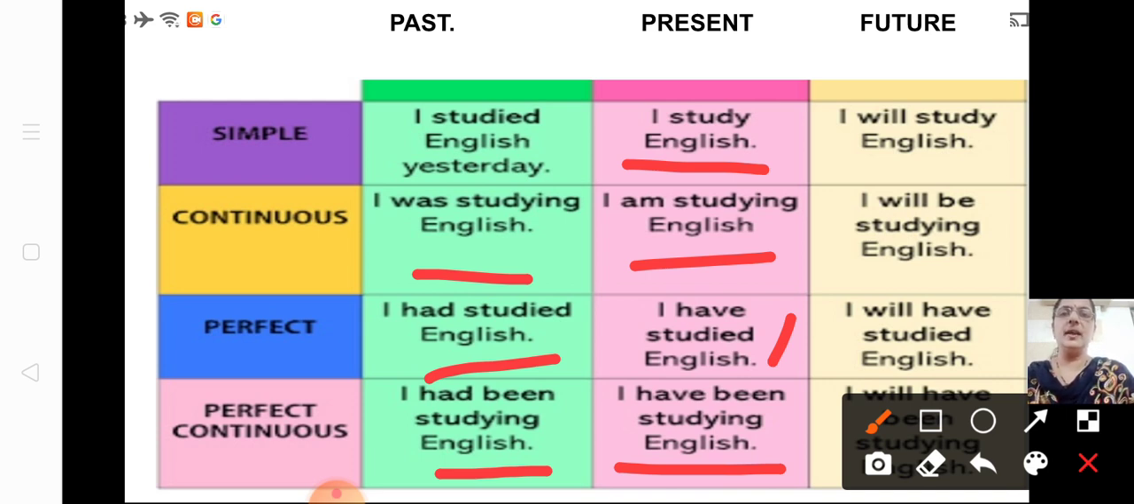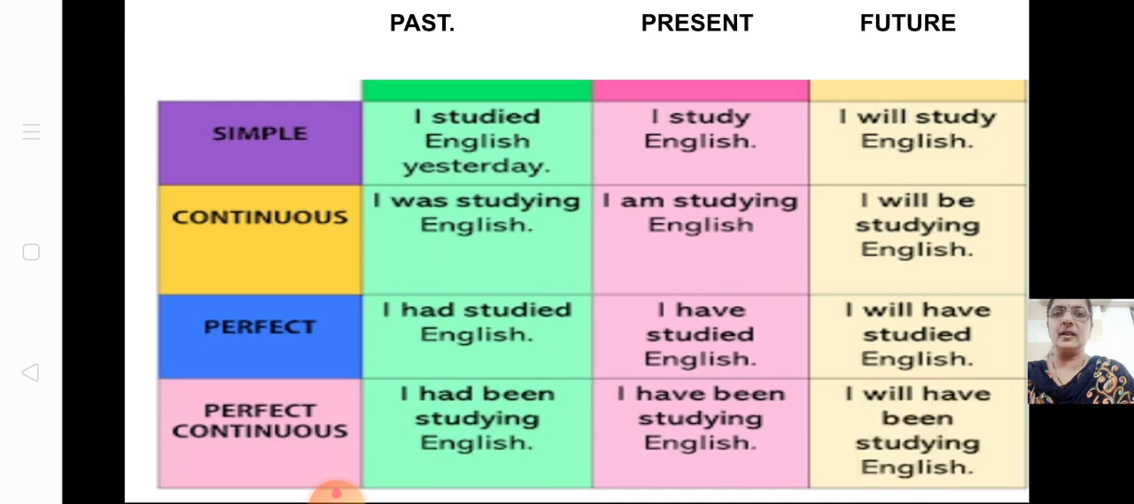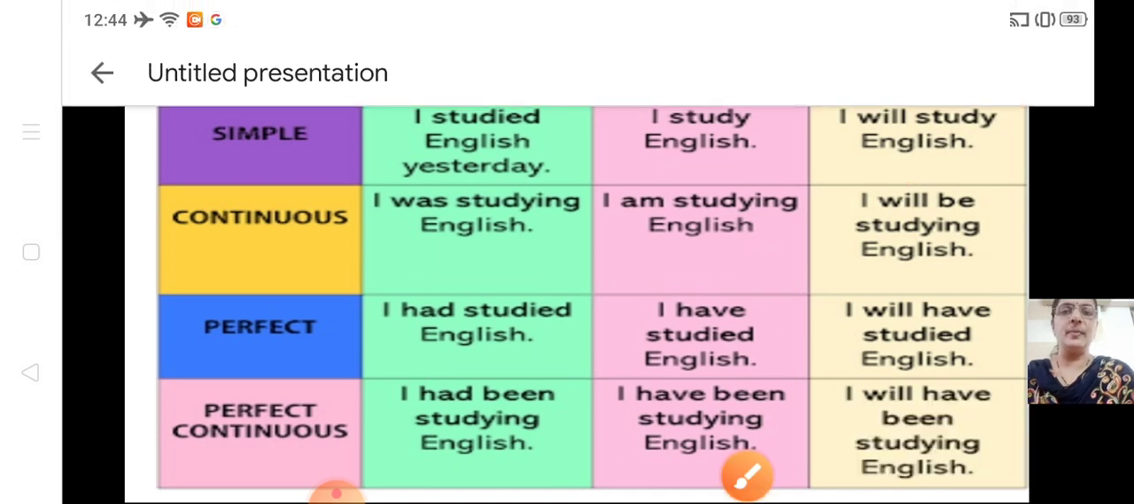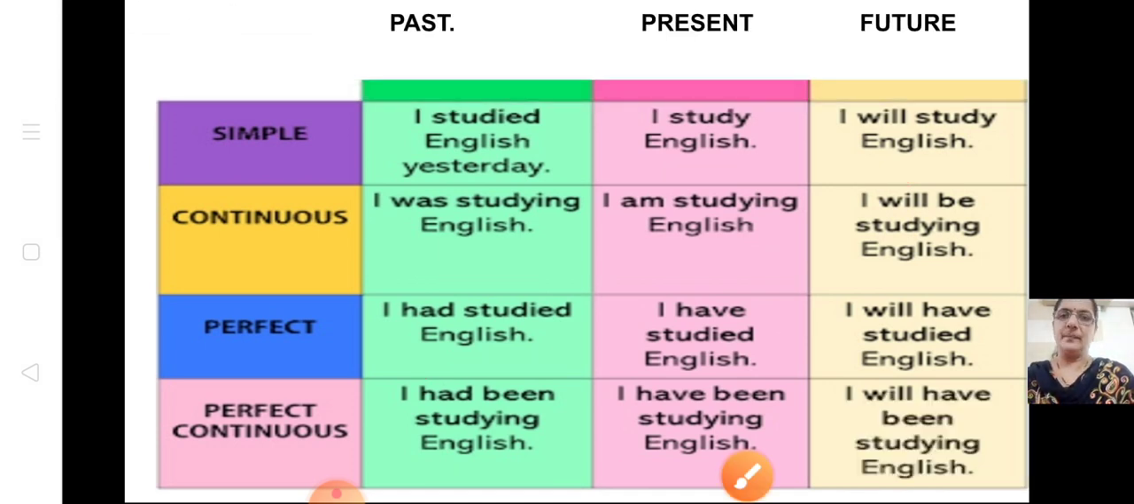Okay, then future, shall we see? Simple future will be I will study English. Then I will be studying English. And next one, I will have studied English. And I will have been studying English. Understood, children? So this is your future tense. So when you learn this, easily you can do all the exercises. You have to just choose in the exam. Okay? It will be easy for you. Shall we go to the next topic, children?